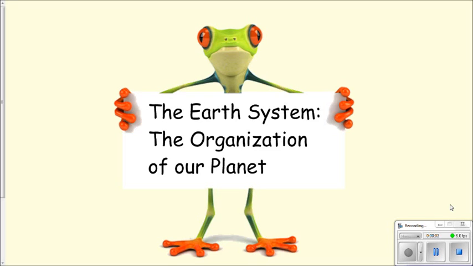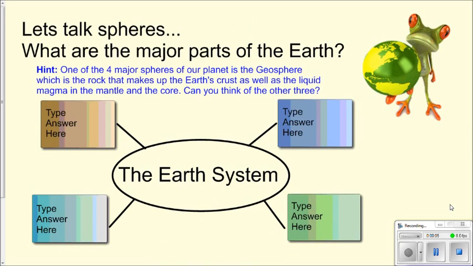Okay, so let's talk about the Earth as a system. When we think of breaking down planet Earth into its major parts, scientists call those parts spheres. And so the Earth as a system really is a way of thinking about the Earth as its individual parts. We'll talk more about how that works and how they interact with each other. But at this point, I'd like you to think about what the four major spheres of our planet would be. And one that the hint gives you here is the geosphere.